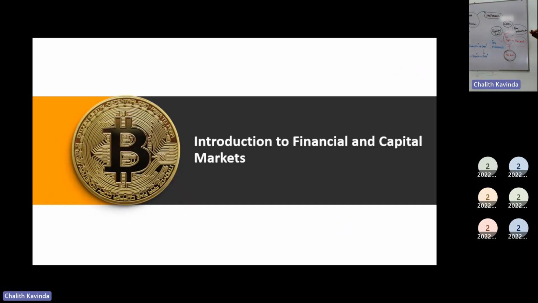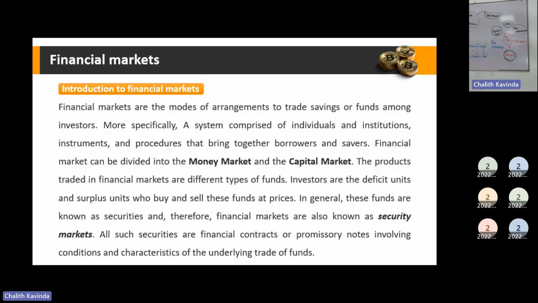Right, okay. So now let us discuss these financial markets. That is our topic. But before coming to this topic, I felt it would be better to have some understanding of the financial system. So let's see, introduction to financial markets.